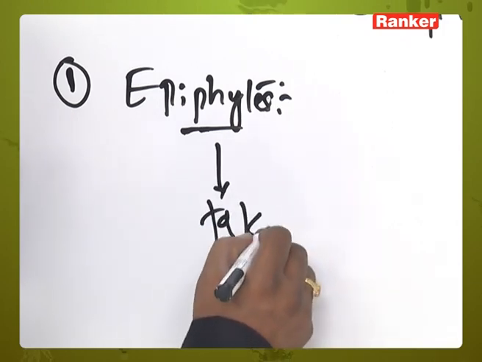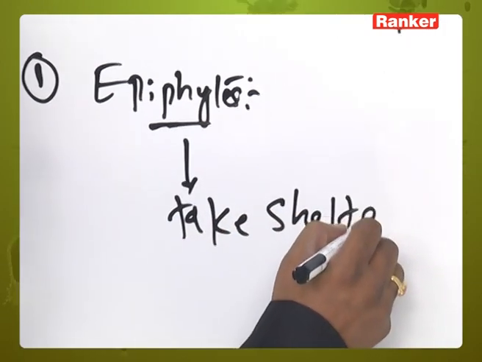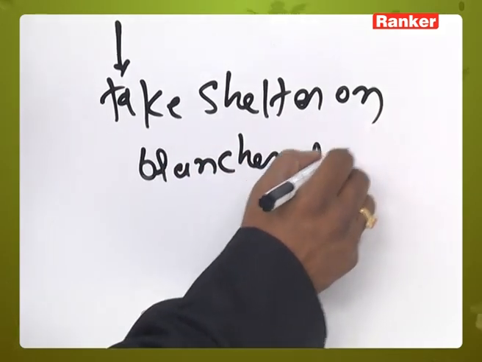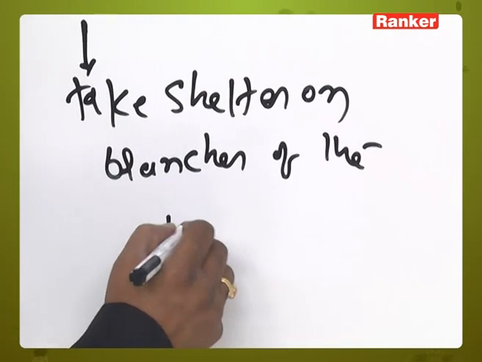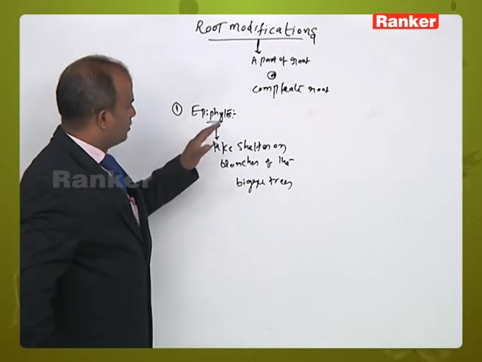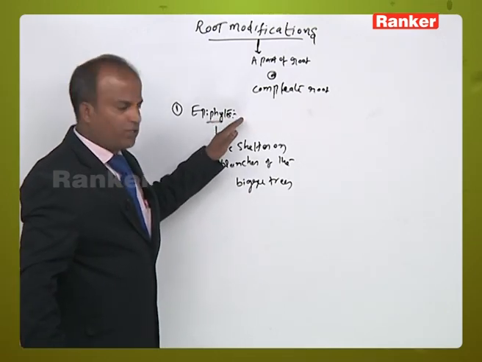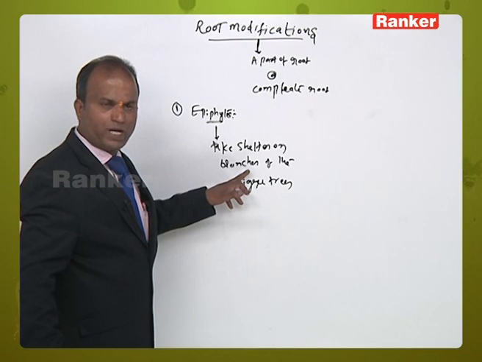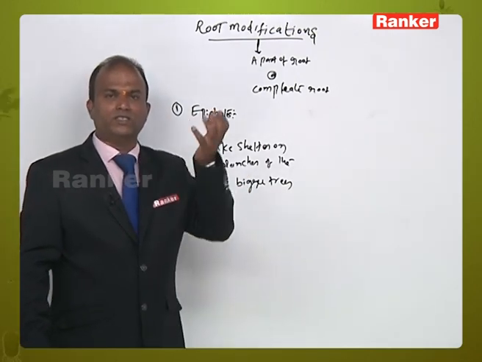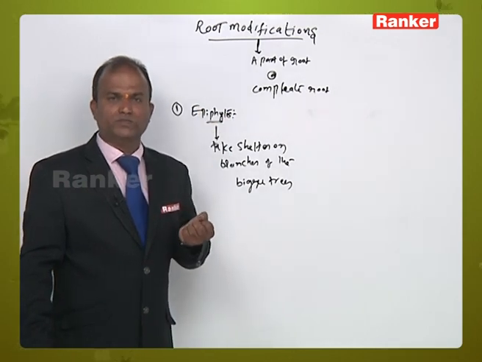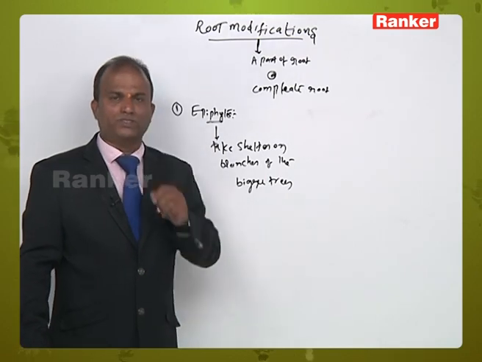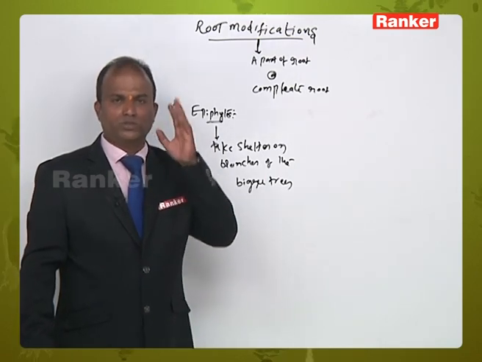In order to overcome that, these epiphytes take shelter on the branches of the bigger trees, in order to receive sufficient amount of sunlight, by means of which they can prepare their own food materials by a process known as photosynthesis.